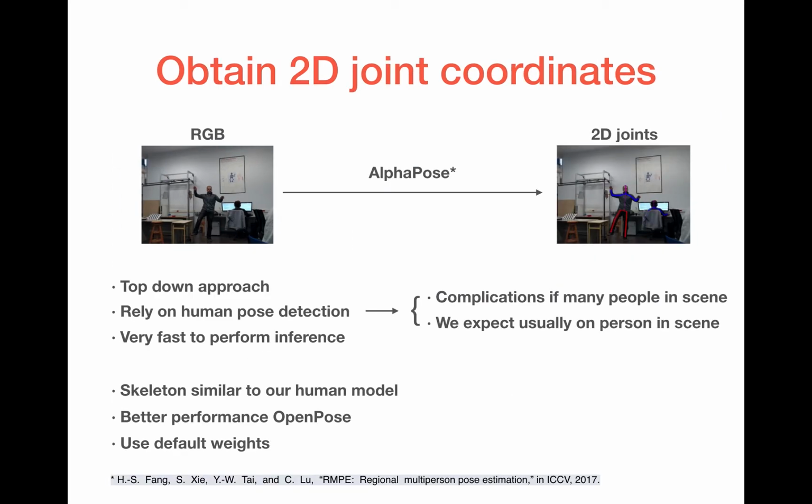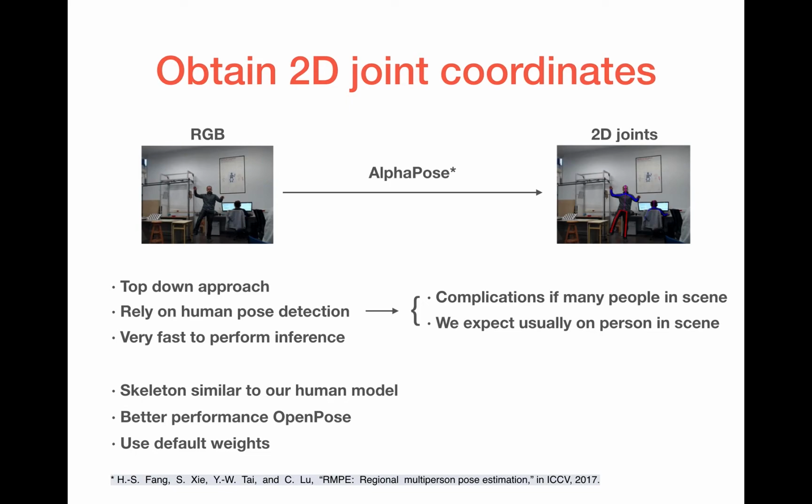The first network, to estimate the 2D joint coordinates, uses the AlphaPose algorithm. AlphaPose is a top-down approach. Top-down approaches first detect the body of the person, and this kind of system sometimes has problems when there are many persons together or two persons are very close to each other. They have problems detecting the person, but it's not our case because we assume only one person in the scene.